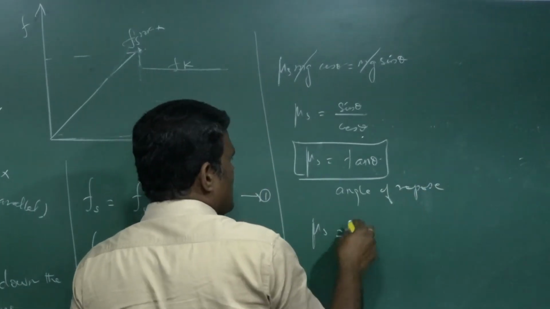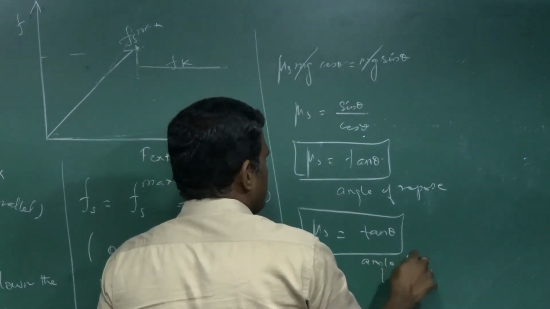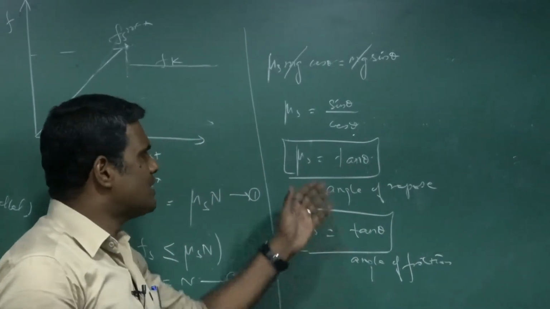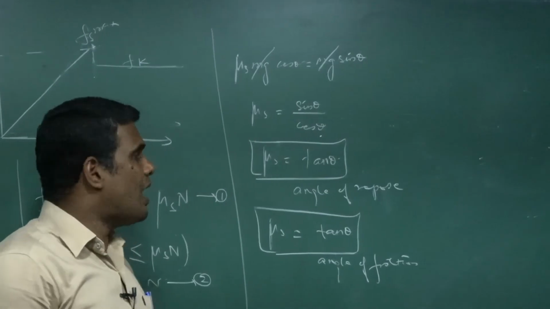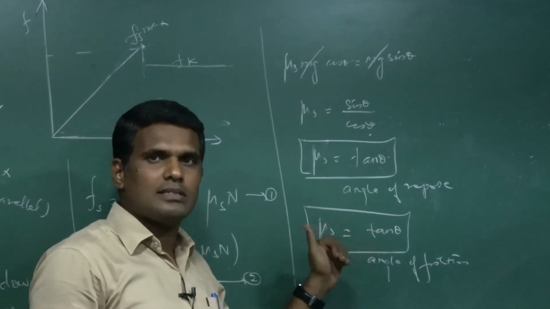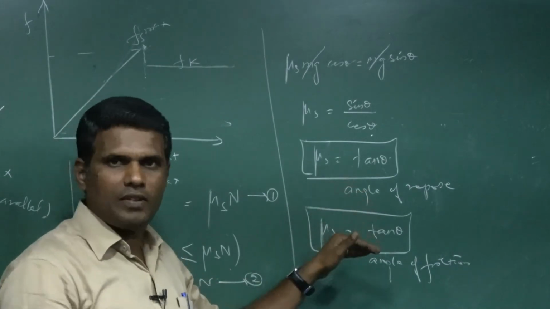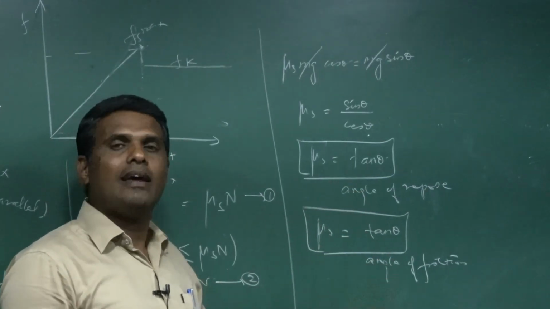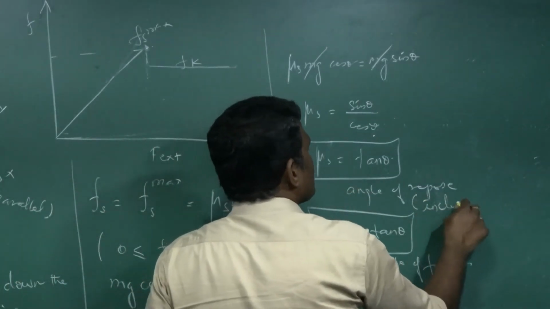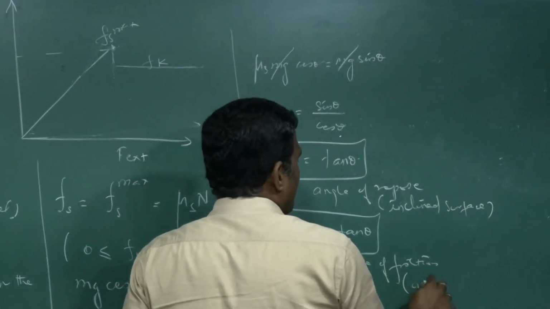Also you had the expression for angle of friction as mu s equals tan theta. What is the difference between these two? Both are equal. So angle of friction and angle of repose are the same. Then what makes the difference here? Angle of repose is meant for inclined surfaces and angle of friction is meant for any kind of surface.